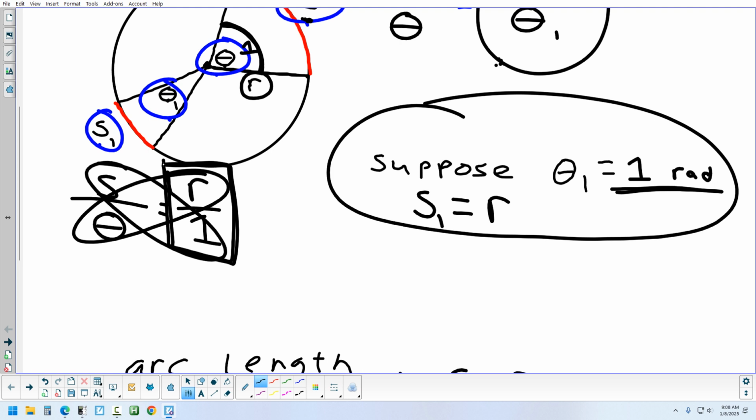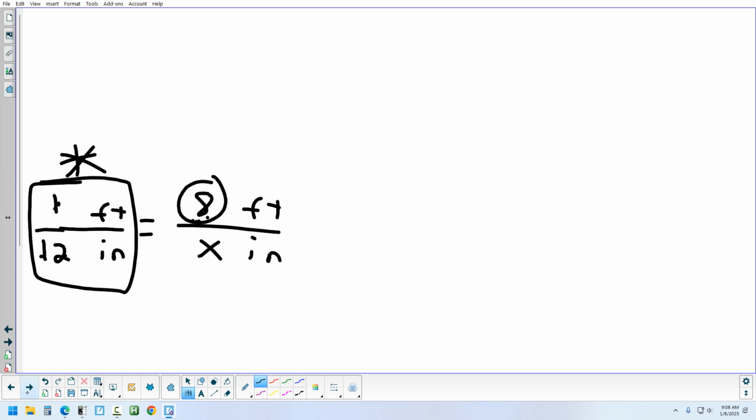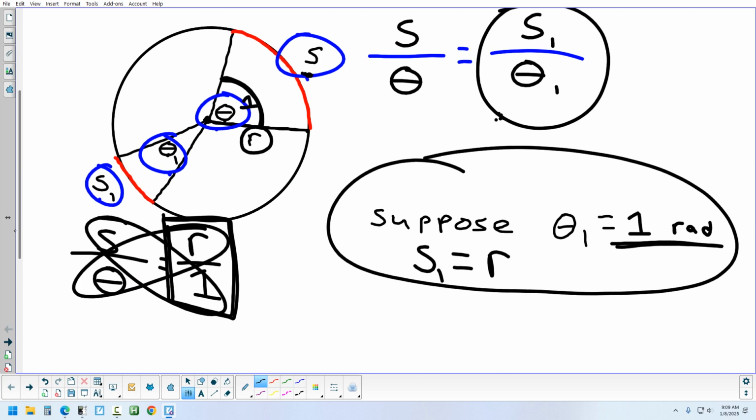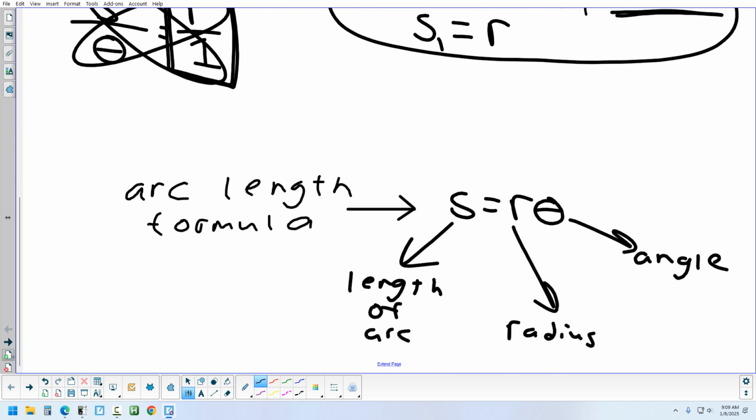Something else we assumed about it though too. Oh, we assumed that it's one. One what? Right. Radian, right? We assumed that the angle was 1 radian. It's kind of like if you set up this proportion, you assumed that you're working in feet and inches. If you're not working in feet and inches, then this isn't what you want, right? You assumed that it was feet and inches. We assumed that it was radians when we set this whole thing up. So the angle has to be in radians.